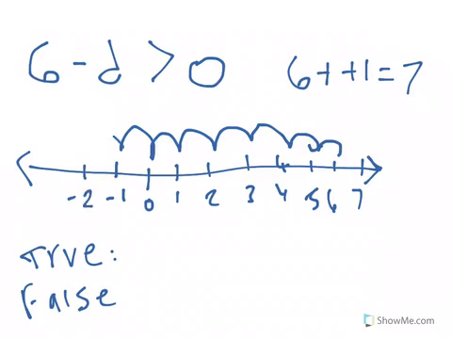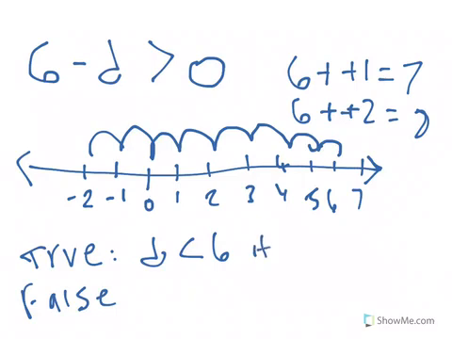If we went back to negative 2, 6 minus negative 2, we have a minus and a negative together. That turns into plus a positive. That equals 8, and so on and so forth. So essentially, we know 6 minus anything less than 6 is greater than 0. So we'll say when D is less than 6, it is true.